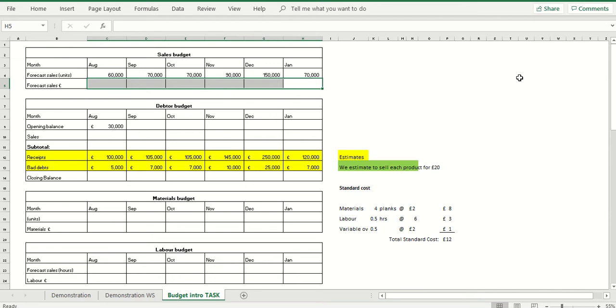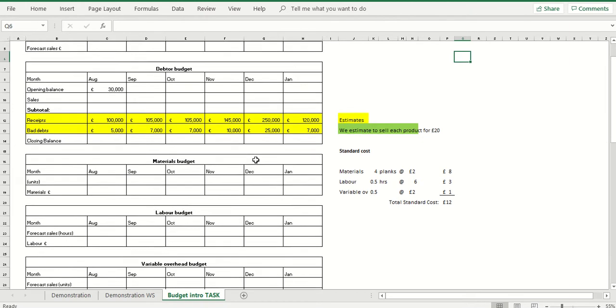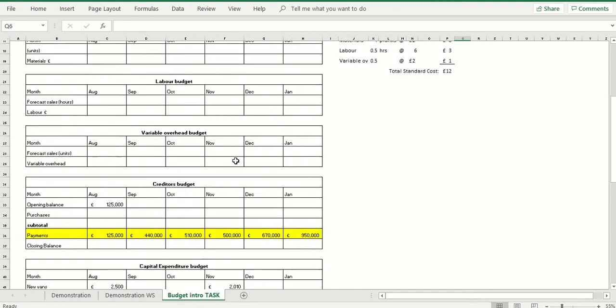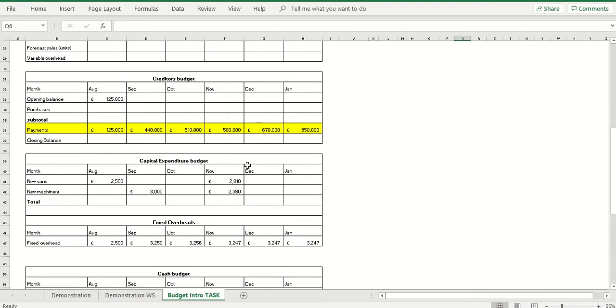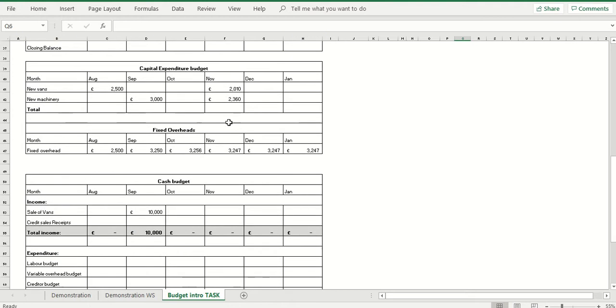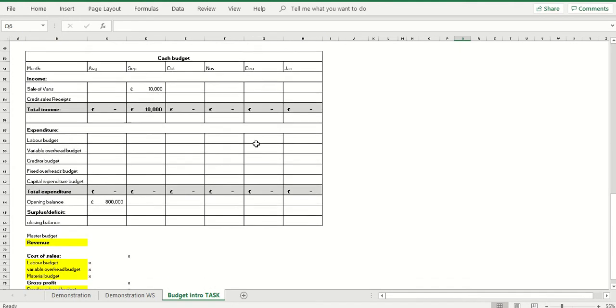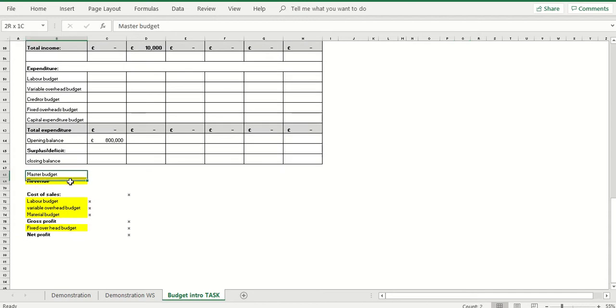Okay, so in this video I'm going to demonstrate how to create a manufacturing budget that consists of sales budget, debtor budget, materials, labor, variable overheads budget, a creditor budget, a capital expenditure budget, a fixed overhead budget, and a cash budget. So an awful lot of different budgets to create, and then finally we're going to do a master budget down here where we're going to summarize our total budget.